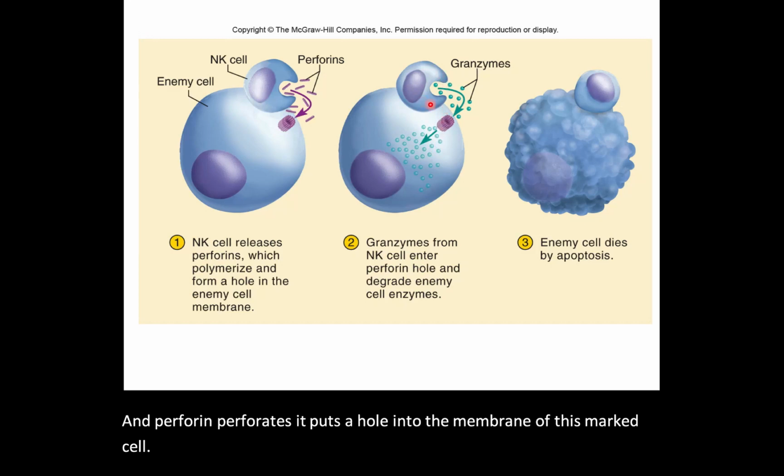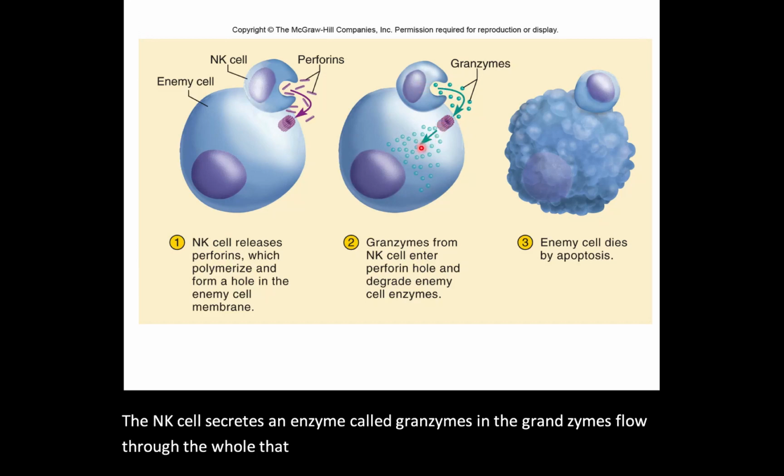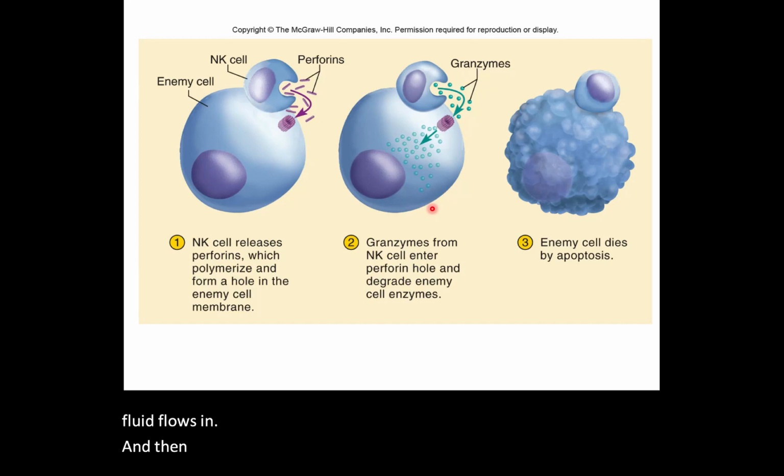Then the NK cell secretes an enzyme called granzymes. And the granzymes flow through the hole that the perforin proteins have created. And once inside, the granzymes force that cell into apoptosis. All of this extracellular fluid flows in, and then the cell ruptures and dies. It undergoes programmed cell death.